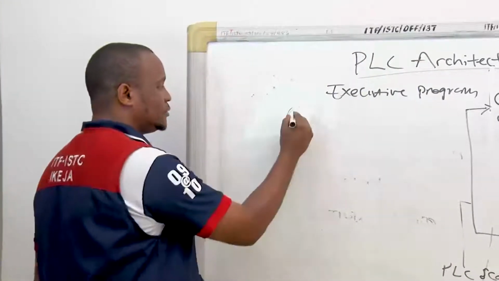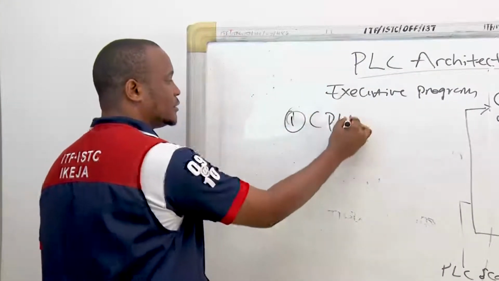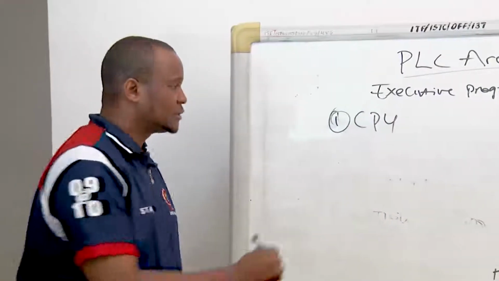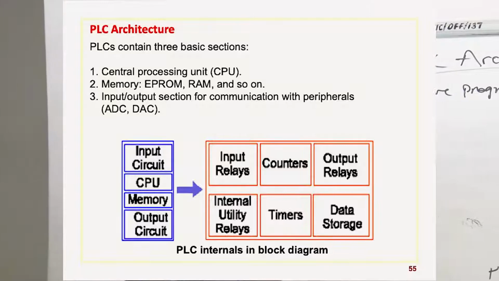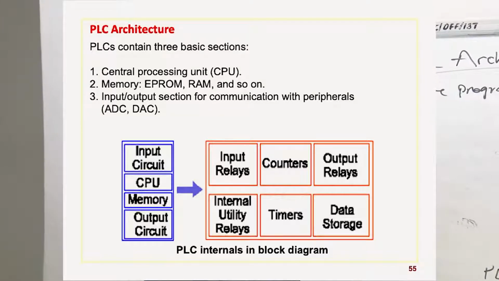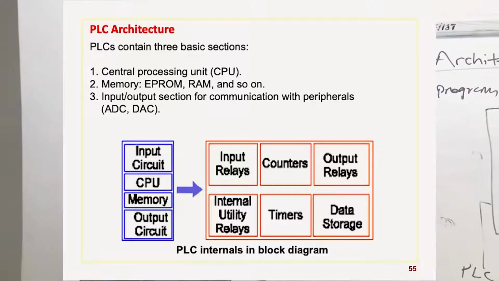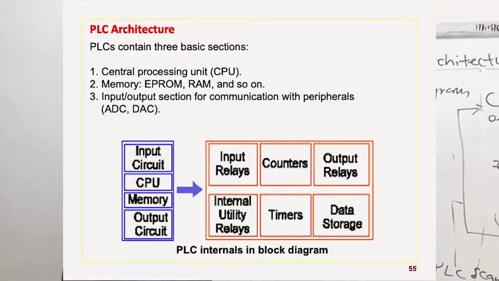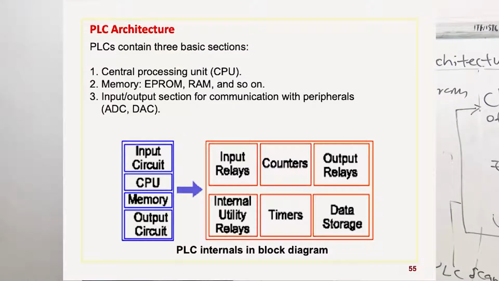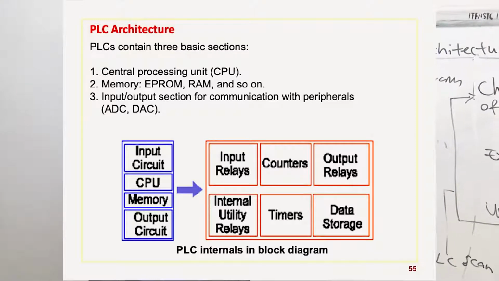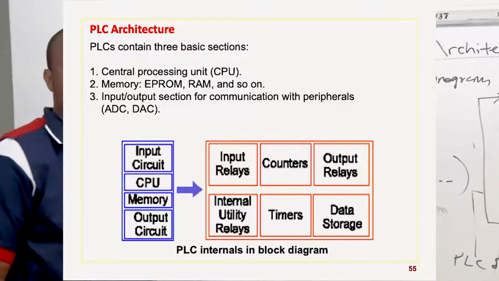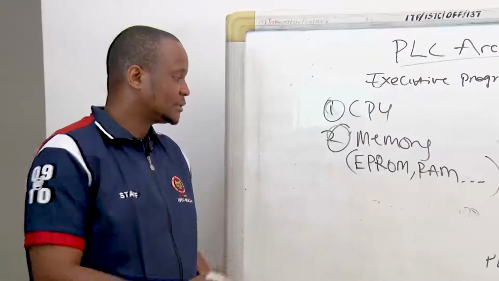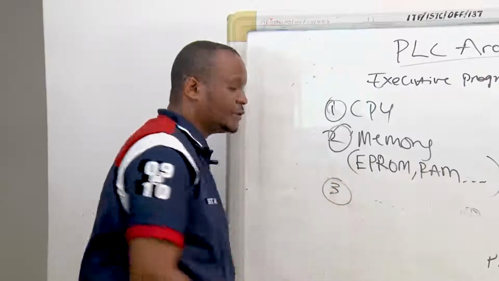We have the CPU, that is the central processing unit. We have the memory, just like in the computer. You have the memory, and in the memory we have the electrically programmable read-only memory. We have the RAM and so many other kinds of content that the memory has.